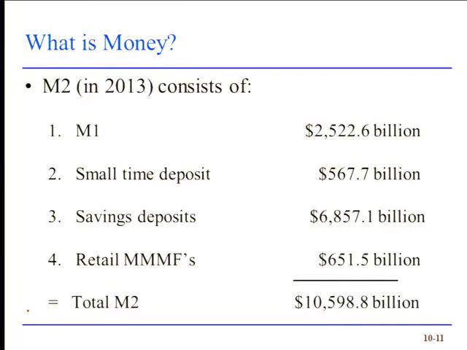Now, our second definition of money, called M2, sometimes referred to as the broad money supply, includes everything that was in M1, plus things like savings deposits or small time deposits or something known as retail money market mutual funds. These are all different kinds of banking type accounts with some sort of restriction on how often you can take money out of them.